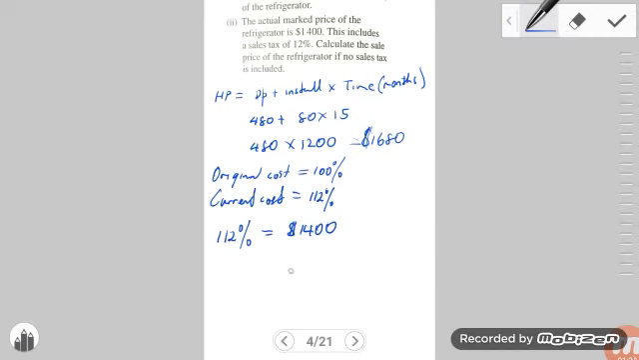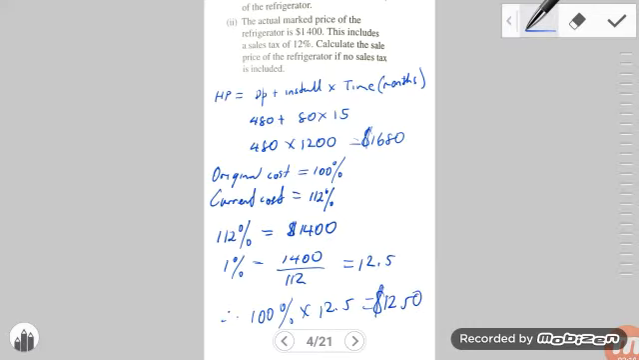So by using the direct proportion principle of finding one portion, we could say that 1% is therefore equal to 1,400 divided by 112. So 1,400 divided by 112, that's equal to 12.5. And since we should calculate the sales price of the refrigerator if no sales tax was included, we're looking for the original cost, which is 100% multiplied by 12.5. And that's equal to $1,250.